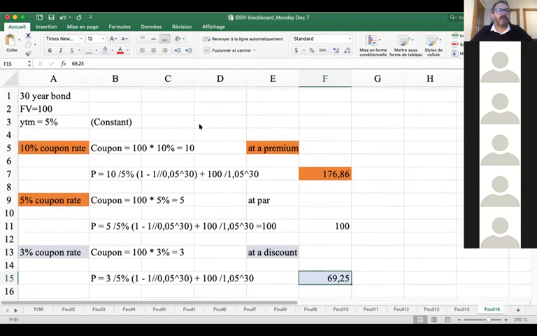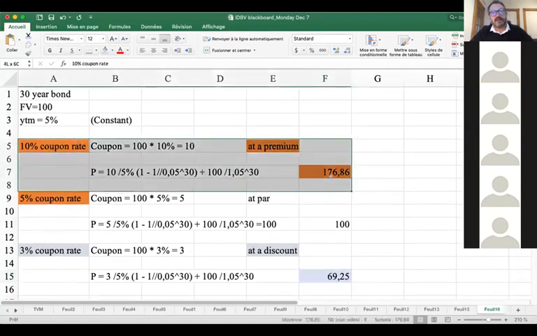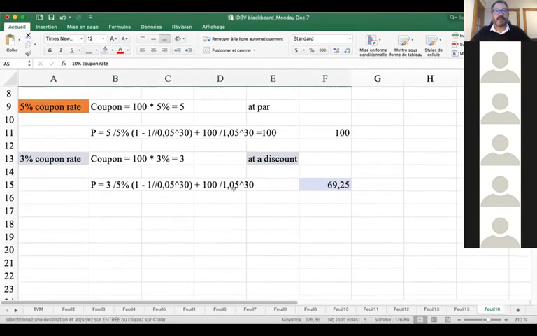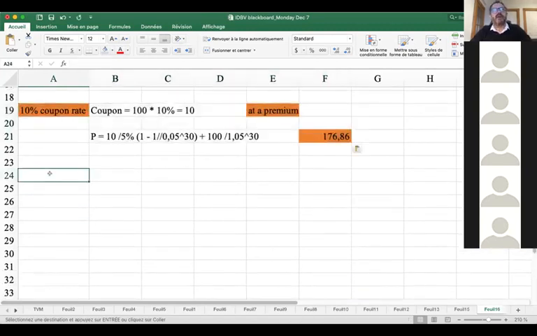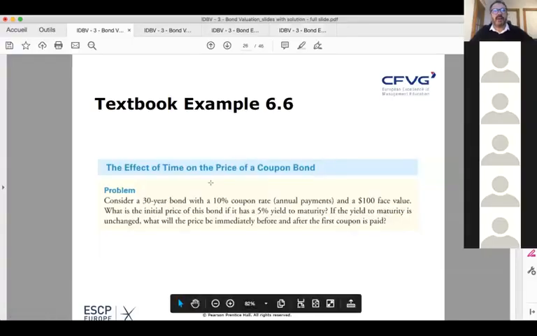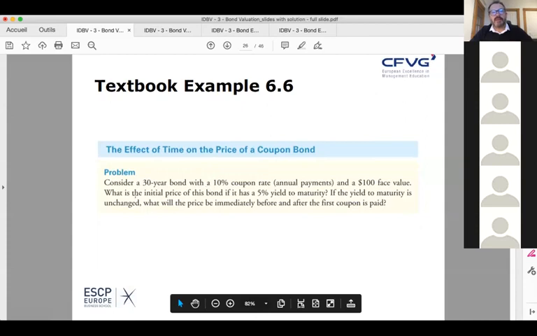So let me just be clear. This is something we did already. Let's say that I put it again here because it's a new example. Okay, so first question, what is the initial price of the bond? This is 176. It's not 179, sorry, it's 176.86. Okay, so that's the first answer to the question. And so this is the initial price, at the date 0.